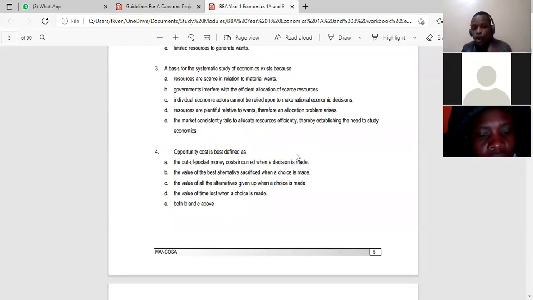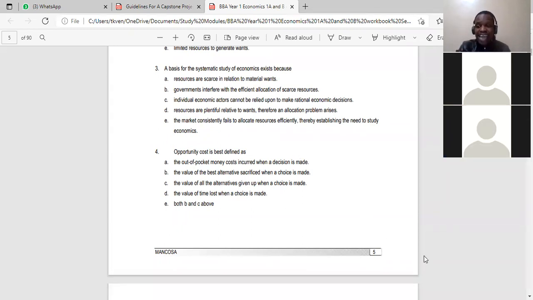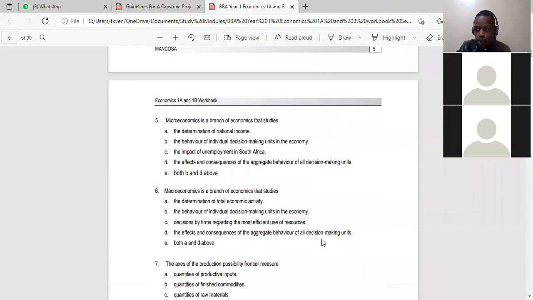B, the value of the best alternative sacrificed when a choice is made. That's the definition of opportunity cost, the value of the best alternative sacrificed when a choice is made. Now, you might make a mistake and think it's the value of all the alternatives sacrificed, which is C, which is incorrect. That's why I said there's a caveat in that answer. It's not the value of all the alternatives, no, but it's the value of the best next alternative forgone when you make a choice. So that's opportunity cost over there. Okay, so that's question number 4.